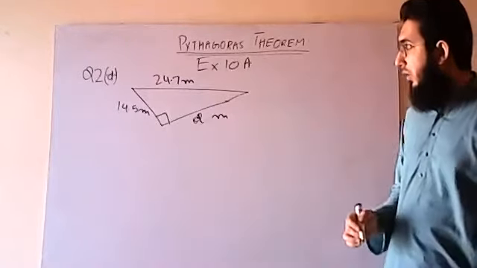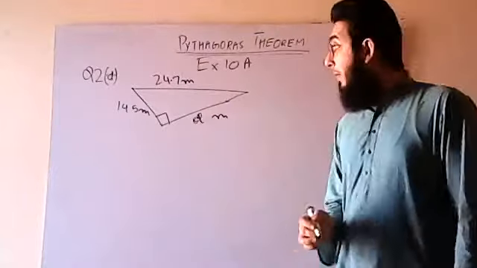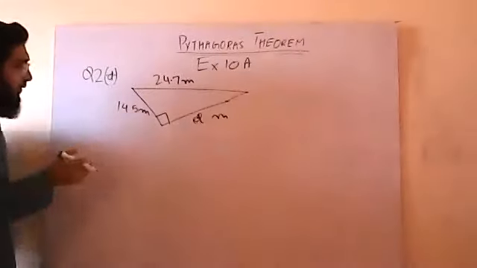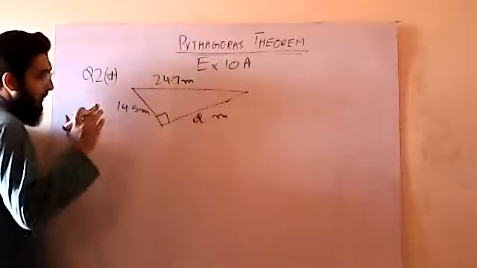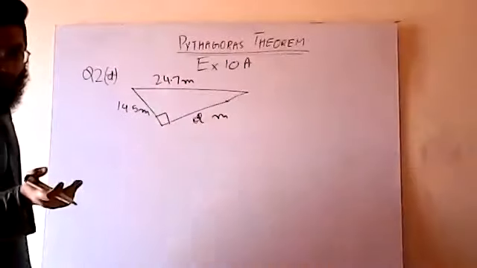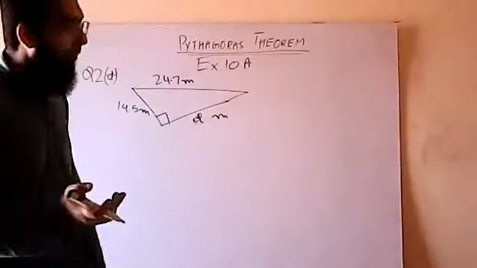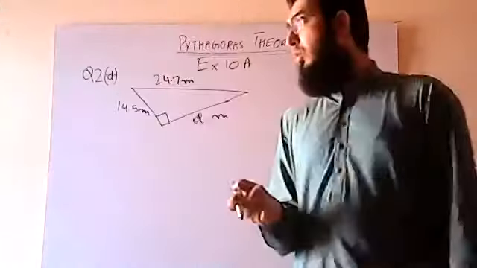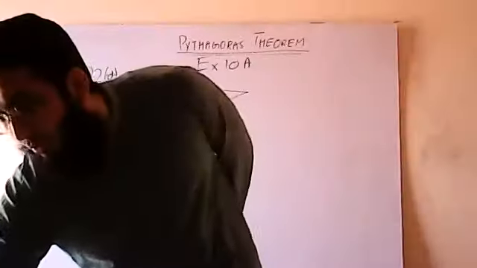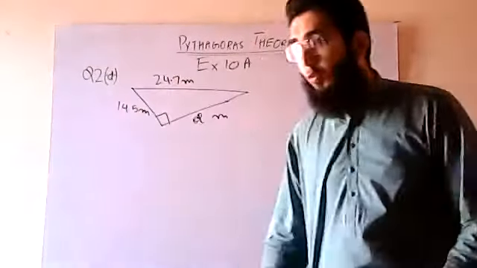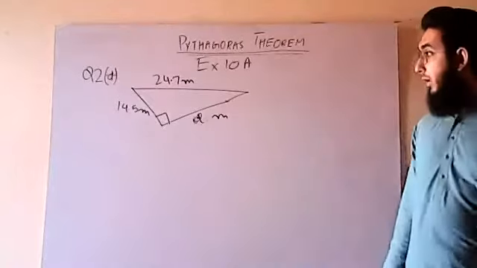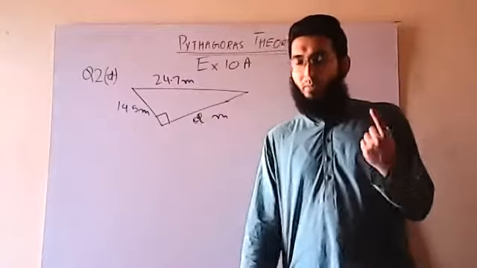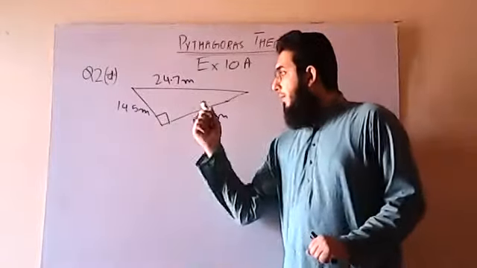But now the scenario has changed. The hypotenuse has been given. We will now be calculating the other side, either the perpendicular or the base, whatever you define it. Like I said, you need not worry about it. The first step and the most important step is to recognize the hypotenuse of a right angle triangle.